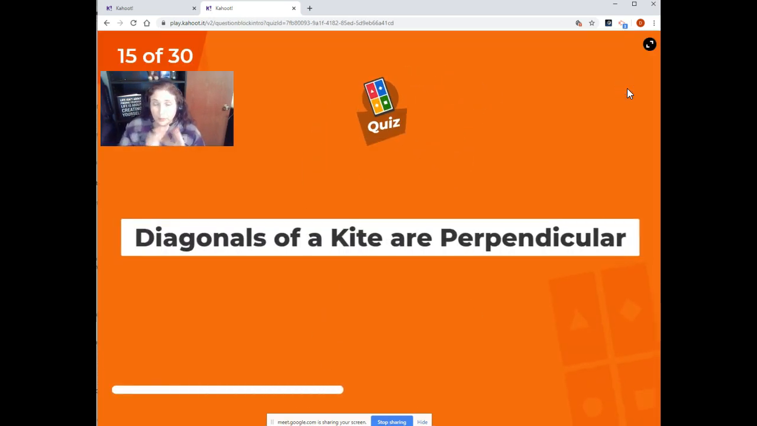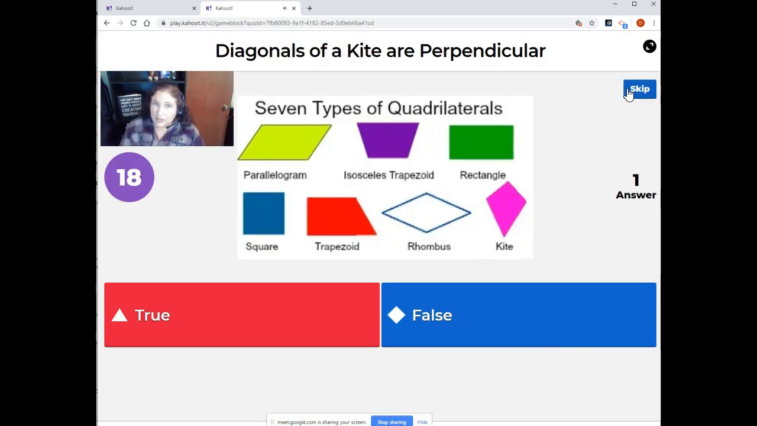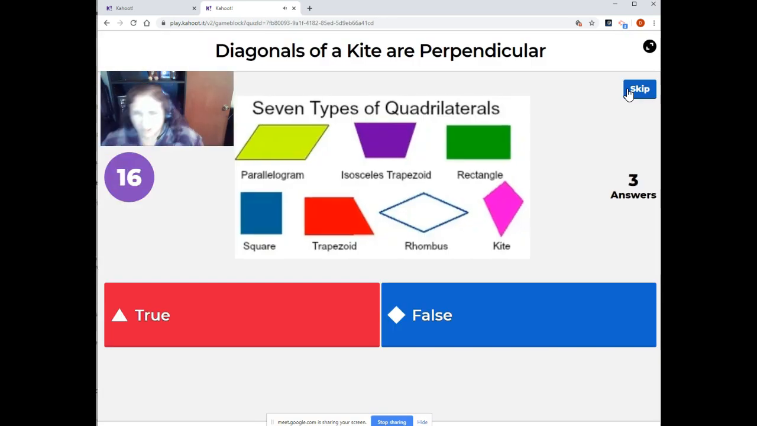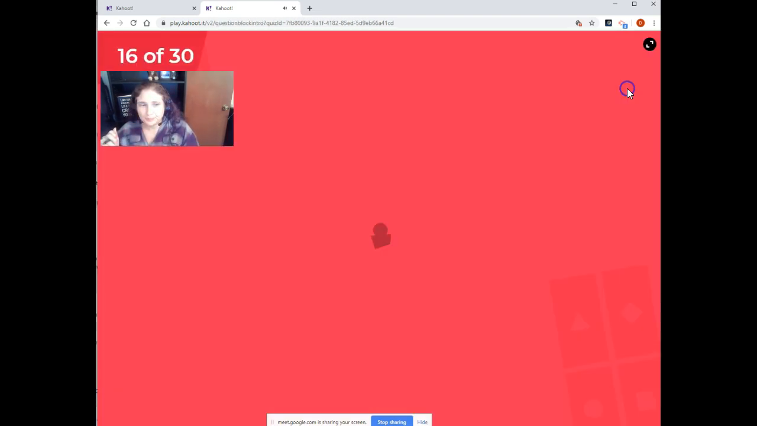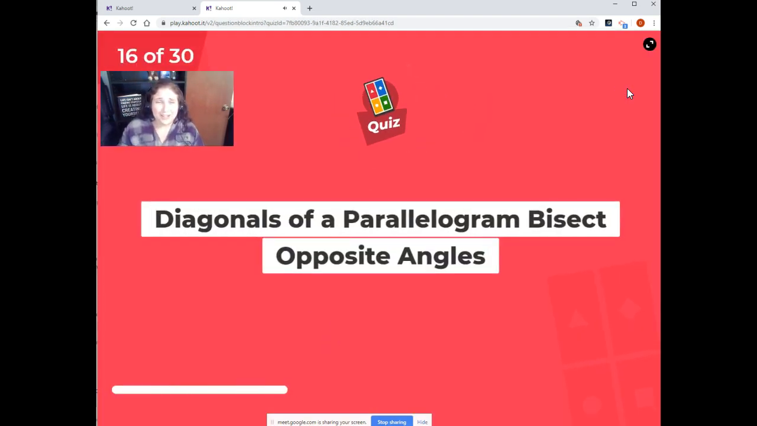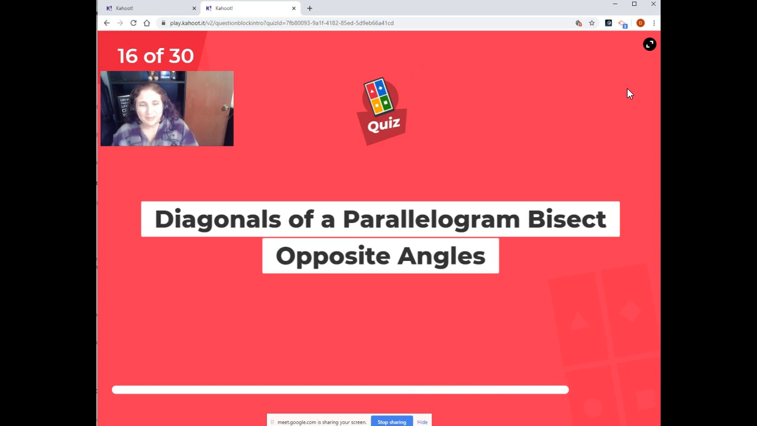Lovely owl. Ooh. Diagonals of a kite are perpendicular. I already told you this earlier. Oh, I shouldn't have said it like that. We already discussed this topic earlier. An agile rhino. These are funny names.